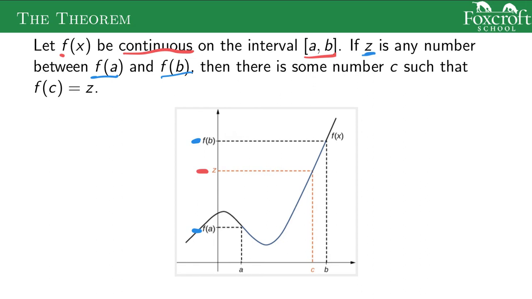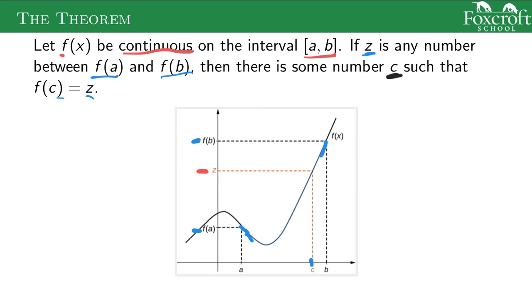What the intermediate value theorem says is there has to be some x value C, so C is right here, that when I plug that into my function, I get Z. You can see this function is continuous. I don't have to lift up my pencil to draw the line between these two places.